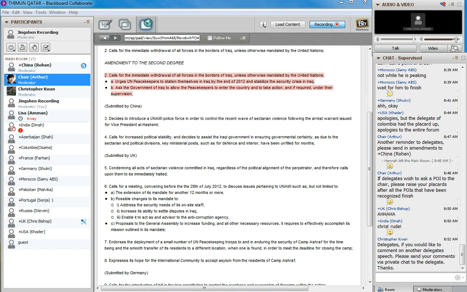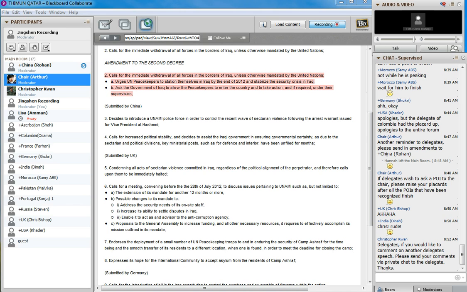Thank you, Delegate of India, for that insightful information. But UNAMI is the United Nations Assistance Mission in Iraq. It's under the UN, and none of us here are corrupt, and therefore UNAMI isn't corrupt. So the police force wouldn't be under Iraqi control, it would be under UN control. Thank you. Are there any further points of information for the Delegate of UK?